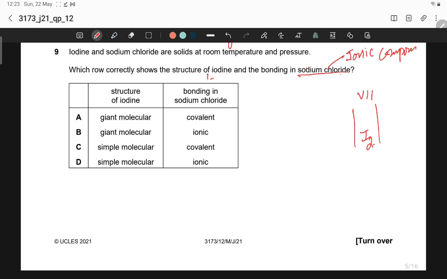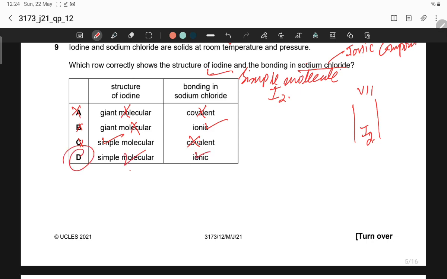And iodine is a simple molecule, because iodine exists in diatomic form, I2. Giant molecular, no. Simple molecule, covalent, not correct. A option is incorrect. Giant molecular, ionic, is not correct either, since iodine is a simple molecule. Sodium chloride is not covalent, so this is also incorrect. Simple molecular, iodine is a simple molecule, and sodium chloride is an ionic compound. So D option is correct.